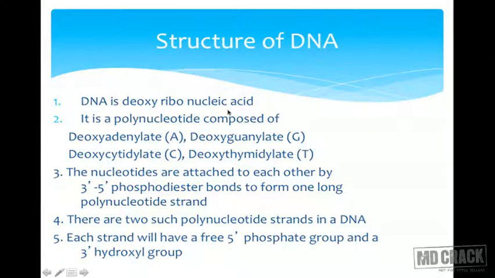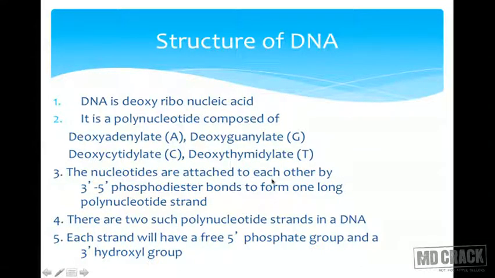DNA is deoxyribonucleic acid. It is a polynucleotide made up of deoxyadenylate, deoxyguanylate, deoxycytidylate and deoxythymidylate. Just for the sake of this, you will have to know the names. Otherwise, you can know them as dAMP, dGMP, dCMP and dTMP.